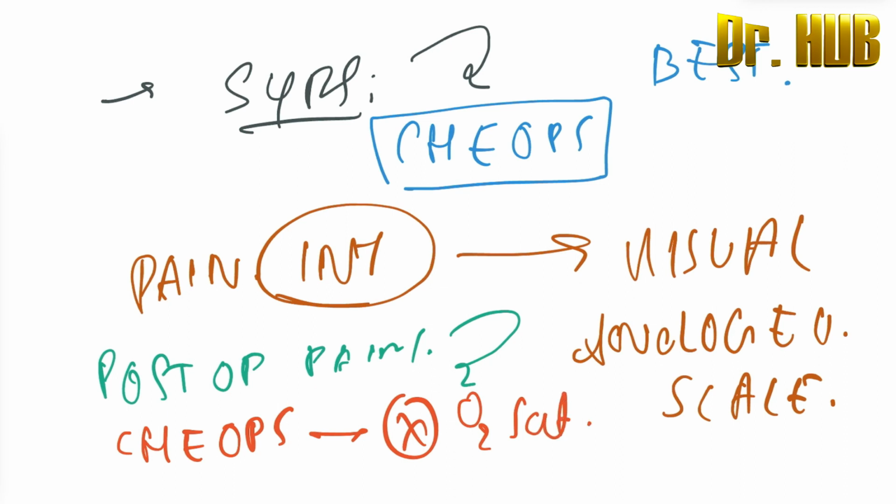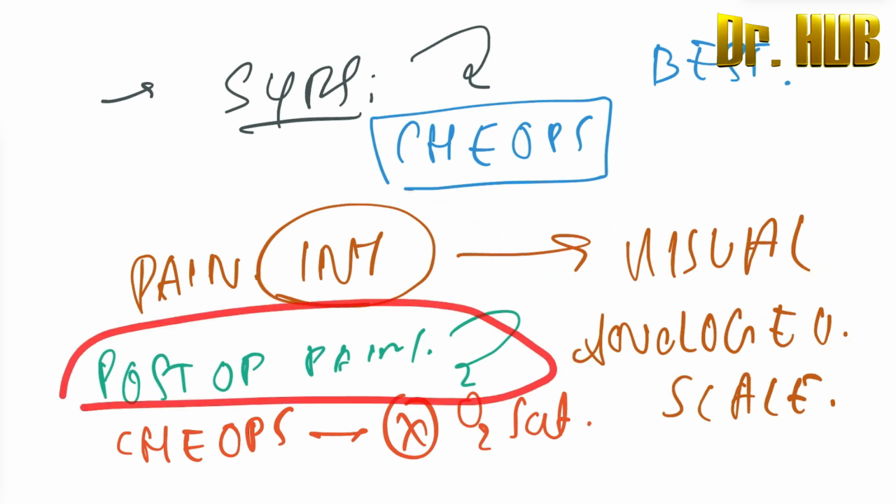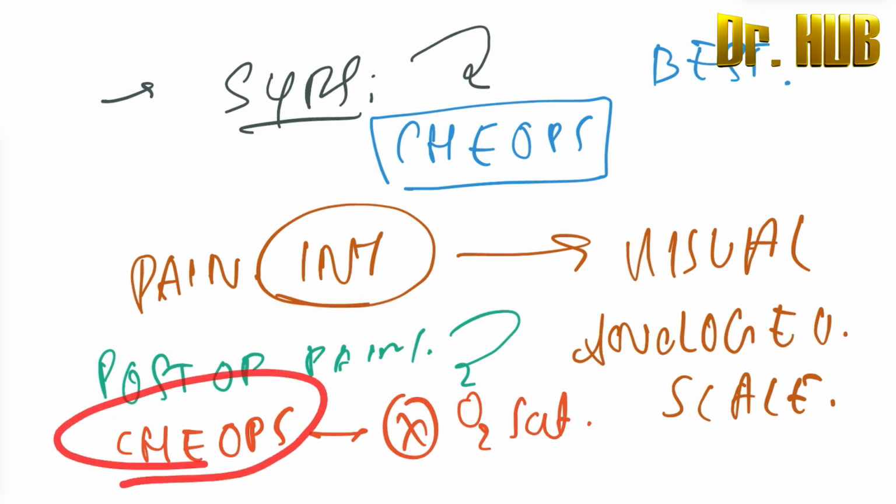So to just recap, the CHEOPS is the best for children around 5 years of age, and the visual analog scale is used to measure the intensity of the pain. Then in terms of post-op pain, there is the CHEOPS, and it does not include the oxygen saturation.